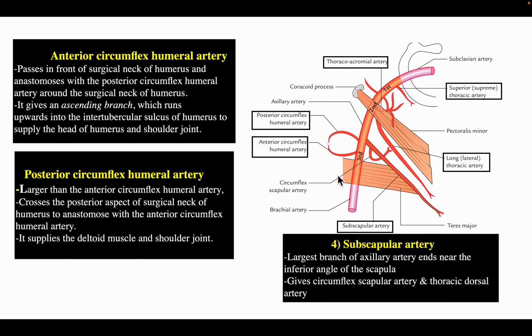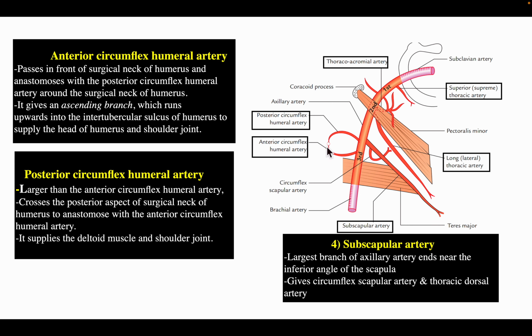You can see here in the diagram, this is known as the third part of the axillary artery. So the branch which originates from the third part is known as subscapular artery. It is one of the largest branches of the axillary artery, and it ends near the inferior angle of the scapula. This is known as the subscapular artery. It gives the branches that are known as circumflex scapular artery and thoracodorsal artery. The fourth artery is known as subscapular.